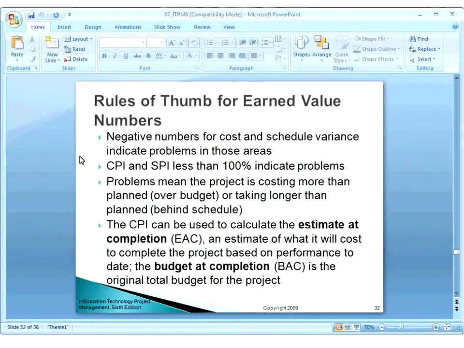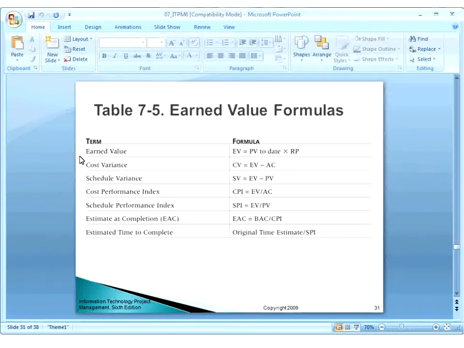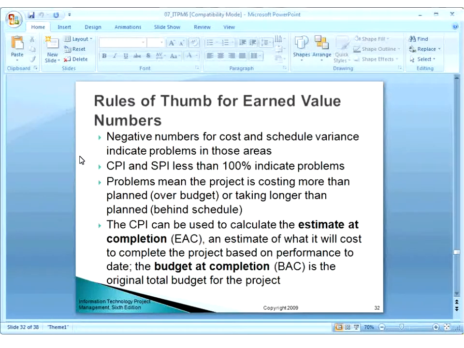Now, what you can depict or identify from these numbers. You can see here actual cost, cost variance, schedule variance, cost performance index, and schedule performance index. Now, what are these actually indicating? Negative numbers for cost and schedule variance indicate problems in those areas. So if the cost and schedule variance are negative, it means there are problems with that.